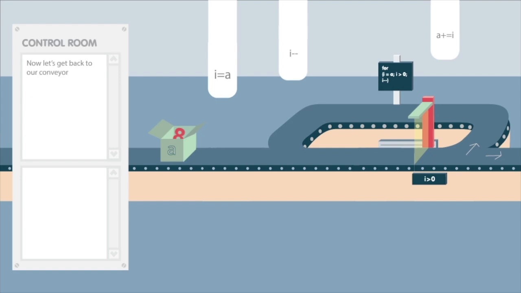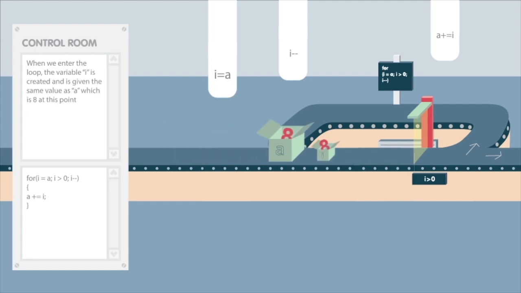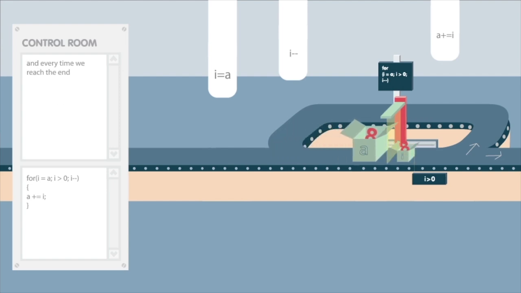Now let's get back to our conveyor belt. We've reached a for loop that looks like this in code. When we enter the loop, the variable i is created and is given the same value as a, which is 8 at this point. And every time we reach the end of a loop, i is reduced by 1.